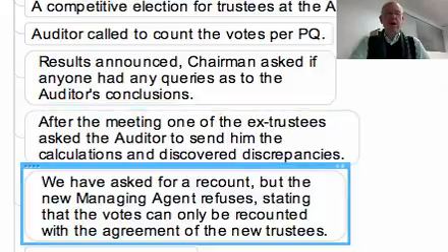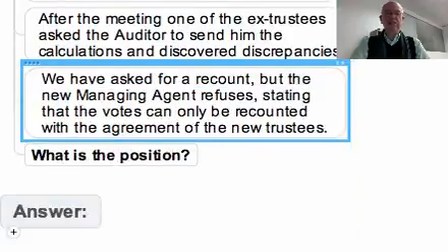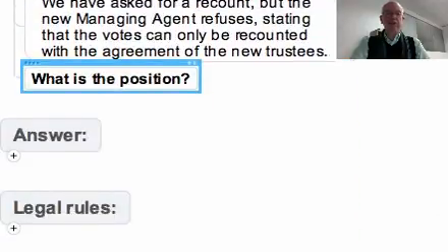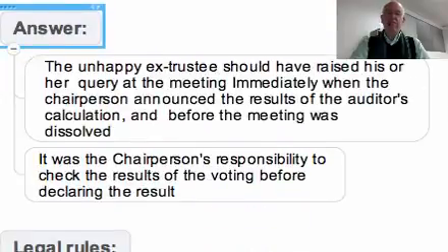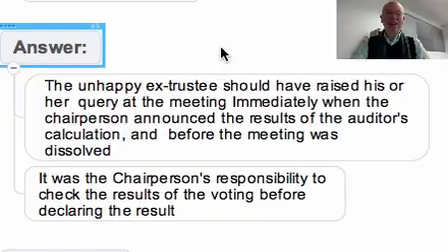We have asked for a recount, says Stephen, but the new managing agent refuses, stating that the votes can only be recounted with the agreement of the new trustees. So, what is the position? Well, the answer that I gave Stephen is slightly more extensive than I gave on the discussion forum.